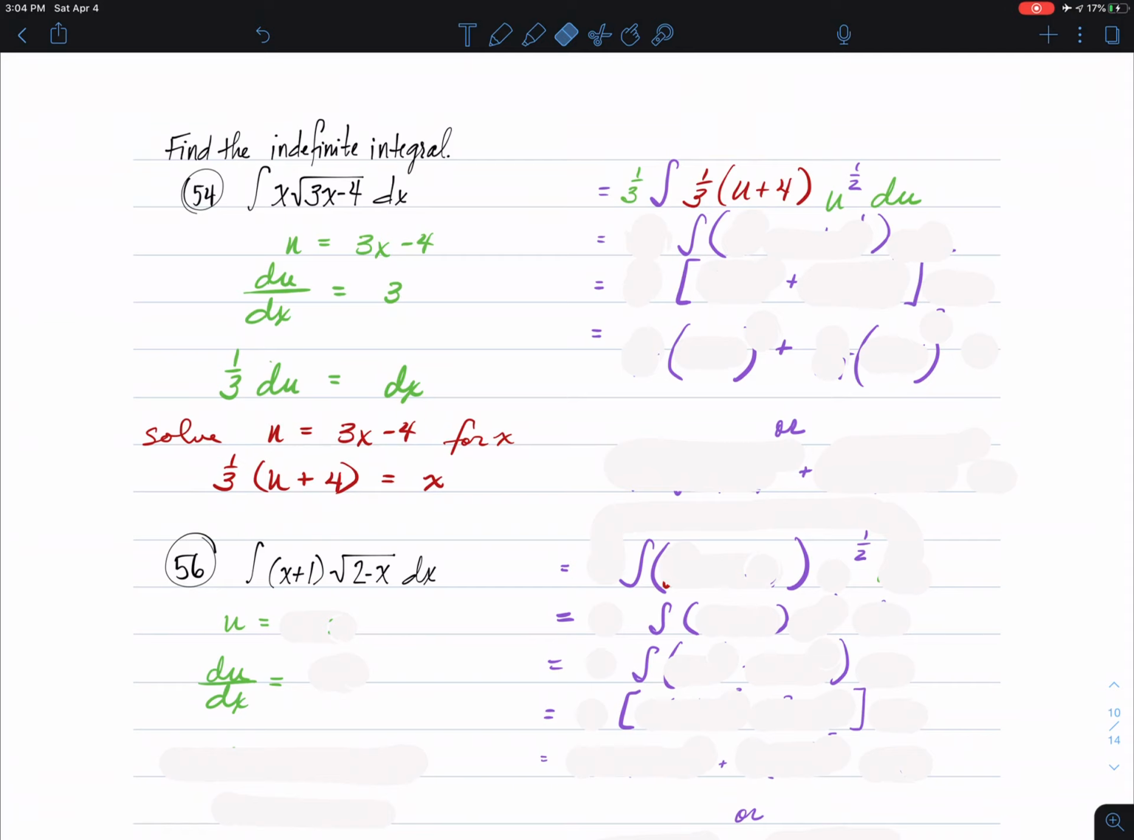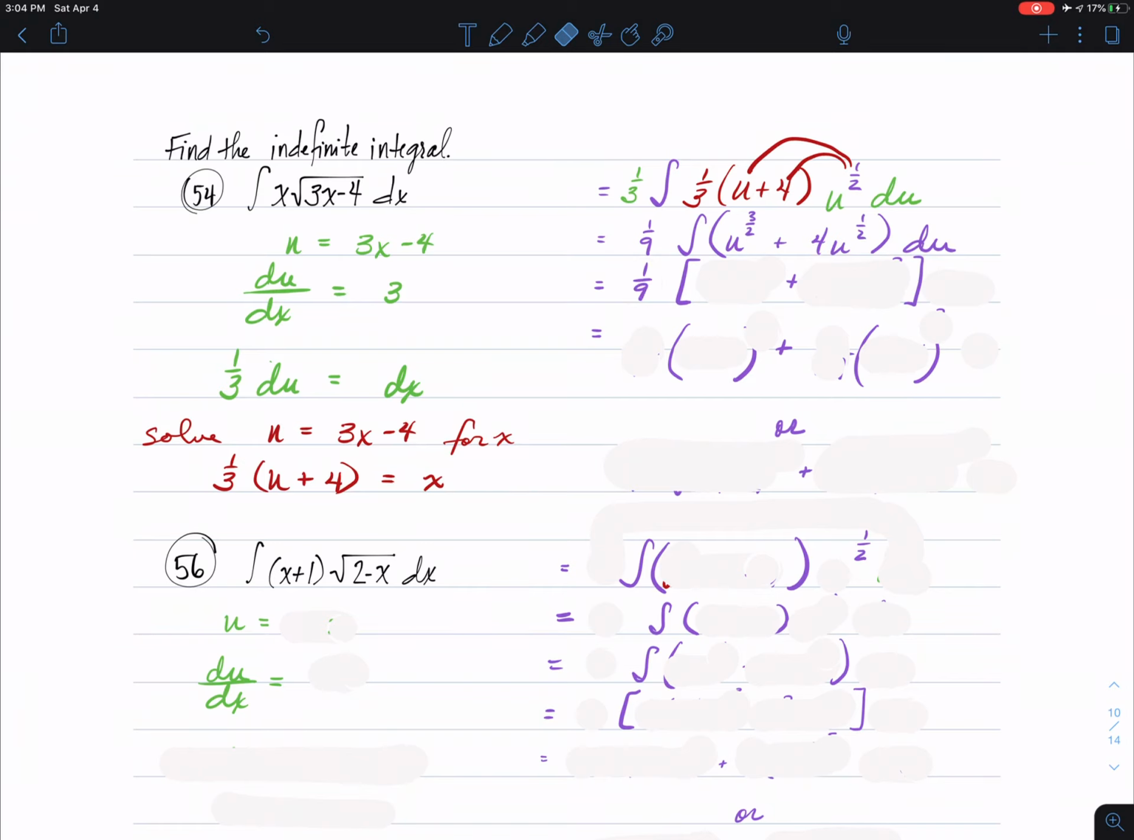Now, that red 1/3, the one inside the integral, let's go ahead and take it out to the front, that'll make a 1/9 when combined with the other 1/3. And then we can distribute the u to the 1/2. And so that'll make a u to the 3/2 plus a 4u to the 1/2 du. And then I can integrate both pieces because there's just two terms there.